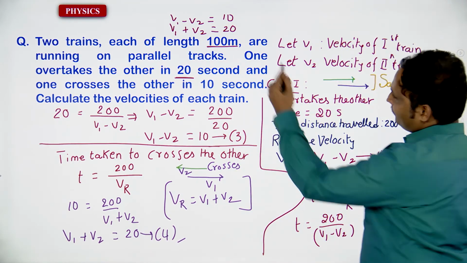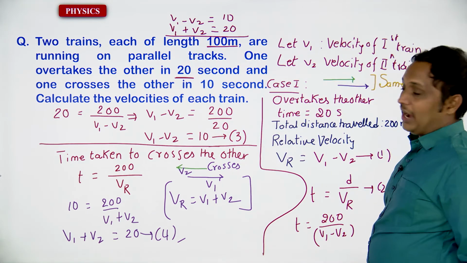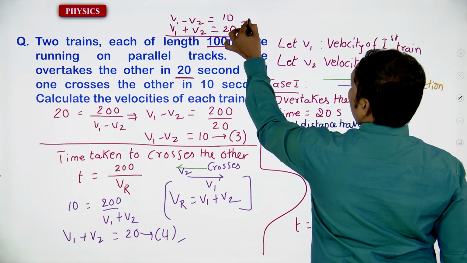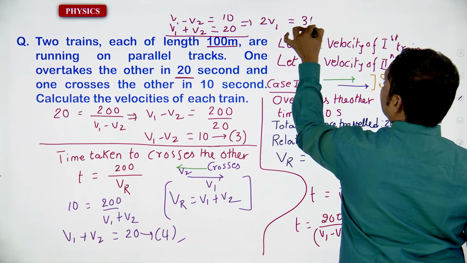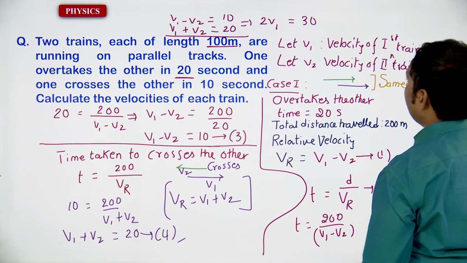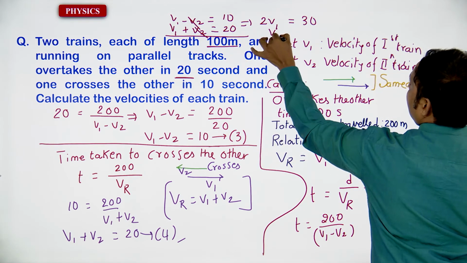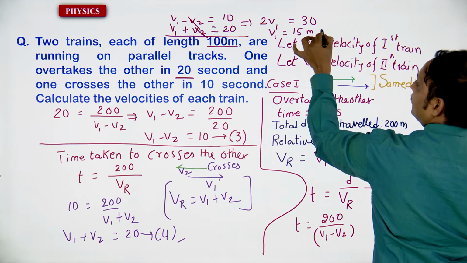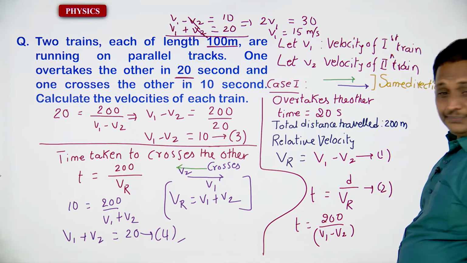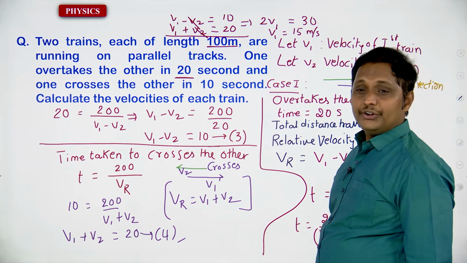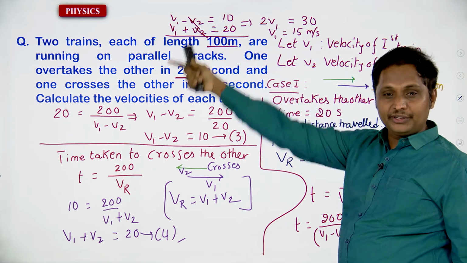You can solve these two equations. So what you will get, if you are going to add that, that implies 2V1 is equal to 30. V1 is equal to, just you are going to add that, you can get the cancellation. V1 is equal to 15 meter per second. What about V2? Easily you will find out, V1 is equal to 15, substitute in either of the equations.